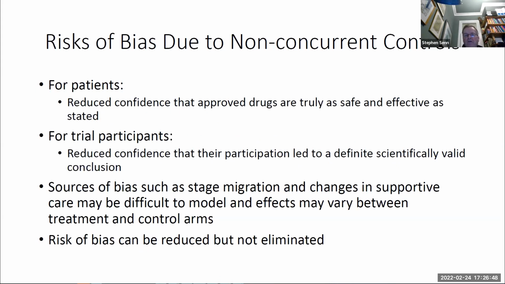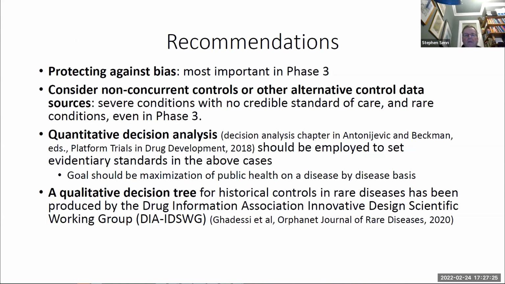Next slide, please. So this is the risk of bias, of course, for those patients that have drugs approved for their particular disease, and there's reduced confidence. And there's also the problem that if you enroll in such a trial, you may feel in the end that it's less likely to be definitive, and that, therefore, maybe your sacrifice has not been as valuable as it would be under other circumstances. There are various sources of bias one should watch out for. Stage migration is one of them, which is perhaps underestimated. And just to say that the risk of bias can be reduced, but it can't be completely eliminated.